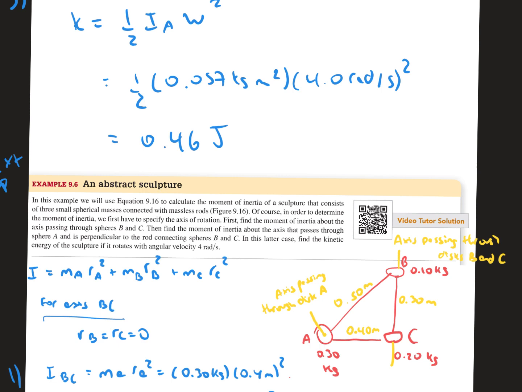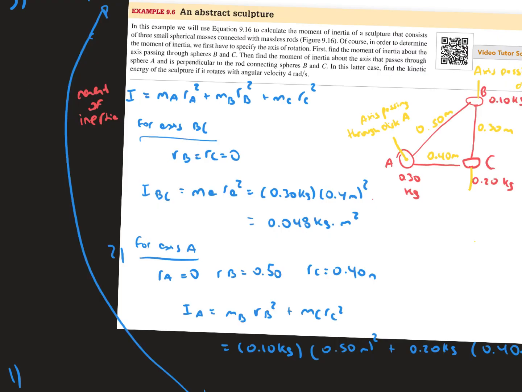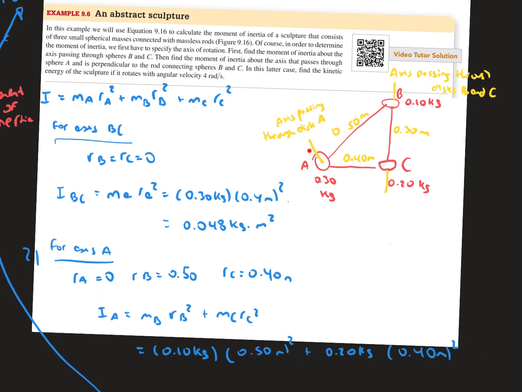In this latter case, we will have to find the kinetic energy of the sculpture if it rotates with the angular velocity 4 radians per second. Now to find the moment of inertia, we have to use the equation that goes like this: the mass of A times its radius squared, plus the mass of B times its radius squared, plus the mass of C times its radius squared. Now one thing to note is that this is the axis passing through sphere A only, whereas in this case we just find the axis passing through both spheres B and C. That means that both the radius of B and the radius of C are going to be equal to 0.